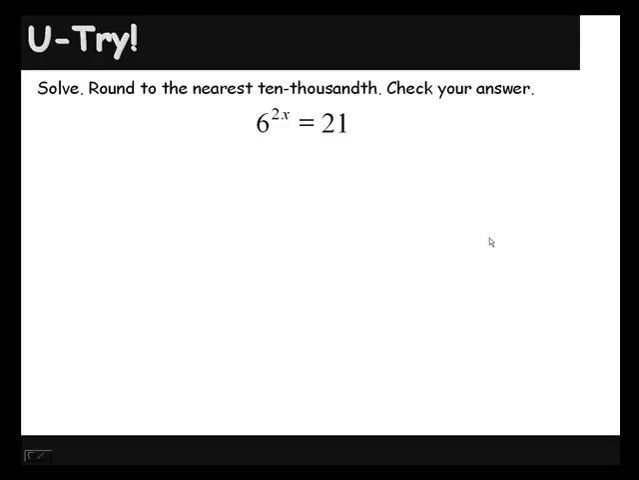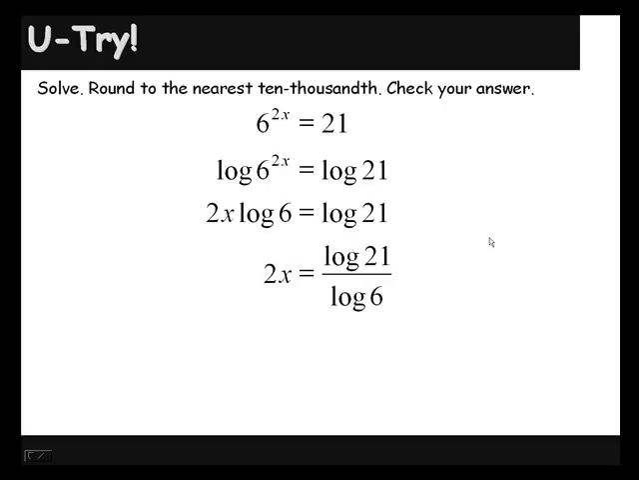Here's another one. 6 to the 2x equals 21. Try that one. Log of 6 to the 2x equals log of 21. We can go ahead and divide both sides by log of 6 at this point, and then divide by 2. Calculator time, we get approximately 0.8496.